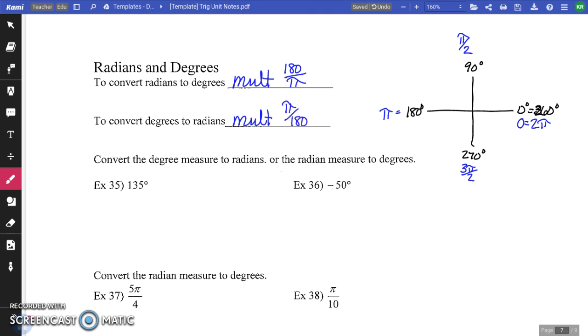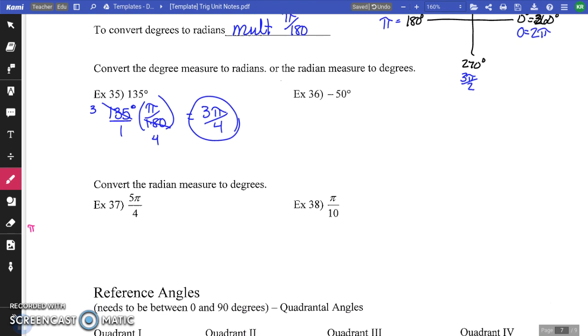So I'll show you. So 135, we want to change it to radians, so I'm going to multiply by pi over 180. This is over 1. Okay, so then I can just reduce. I can take out a 45, that's a 3, this is a 4, 3 pi over 4.